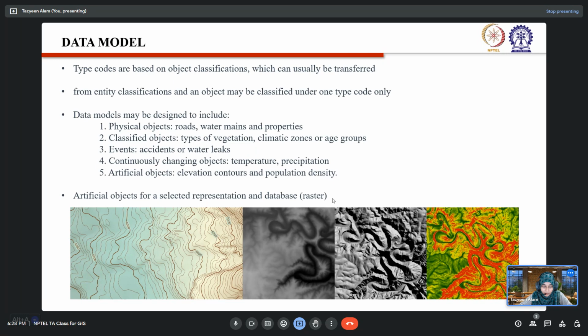Artificial objects for a selected representation in a database are represented in the form of raster. This is another example, where this is a digital elevation model. Then this is your terrain model, and then finally you have an elevation map. The different color codes represent the highs and lows, which you can actually generate from GIS. But both of these, whether this or this, is actually an artificial object.